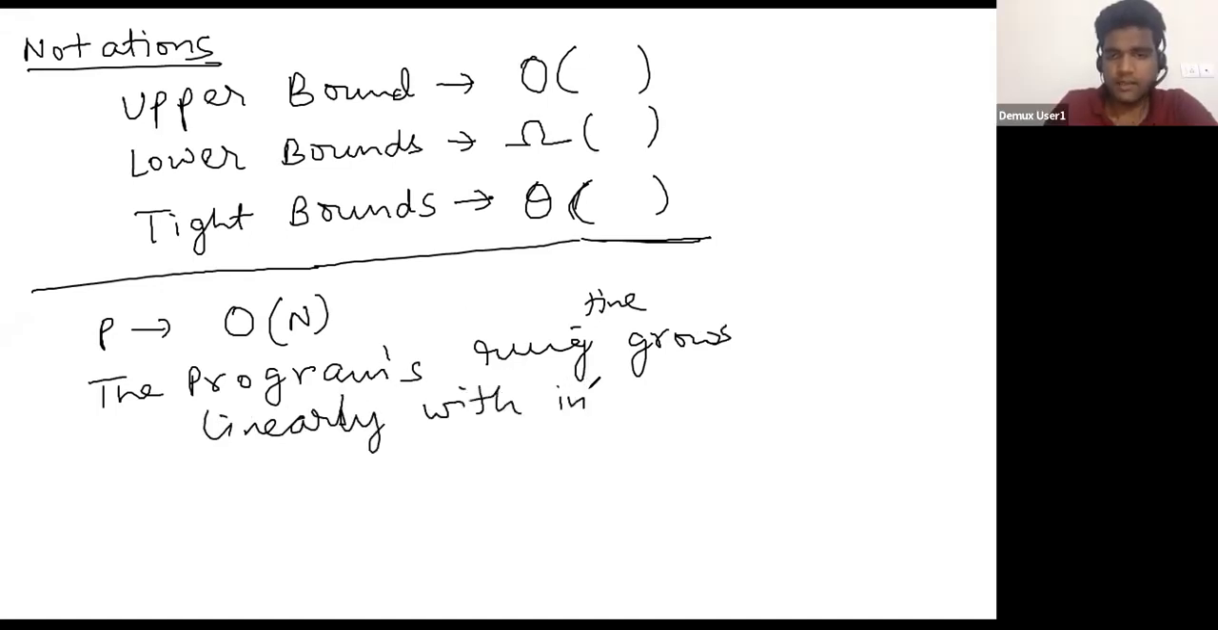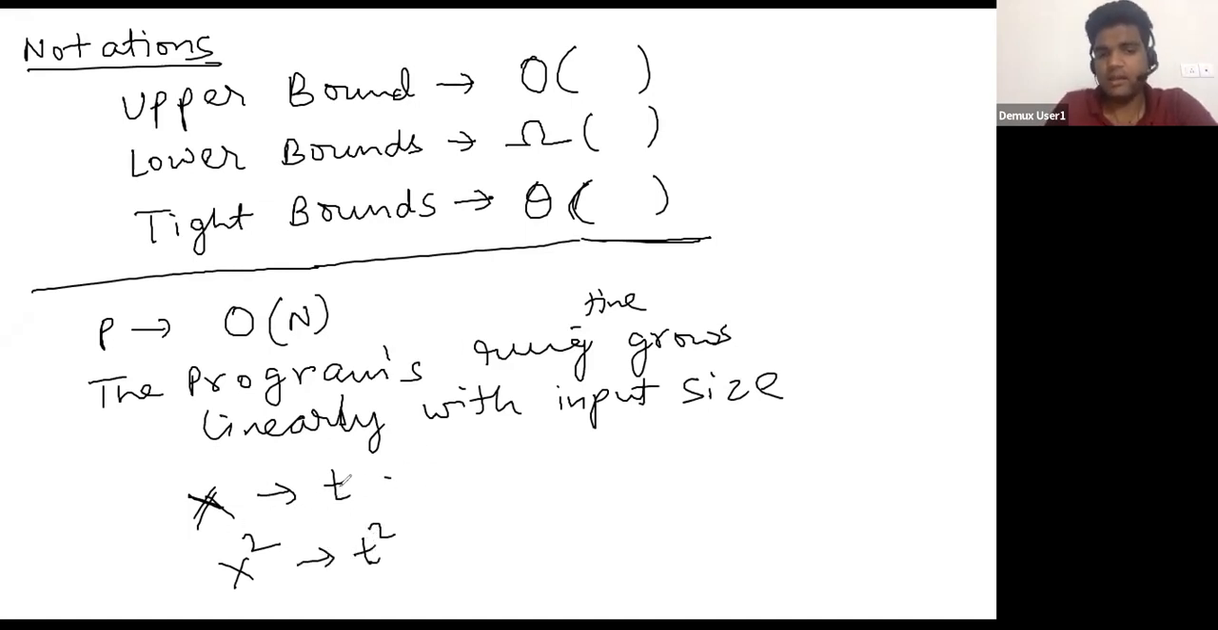So what does that mean? That means that if you have an input, let's say x, and the program takes some time t, then for input x square, the program will take time t square, right? It's linear. The relationship is linear, roughly, right? This is how we denote it. And this running time, this is the upper bound.